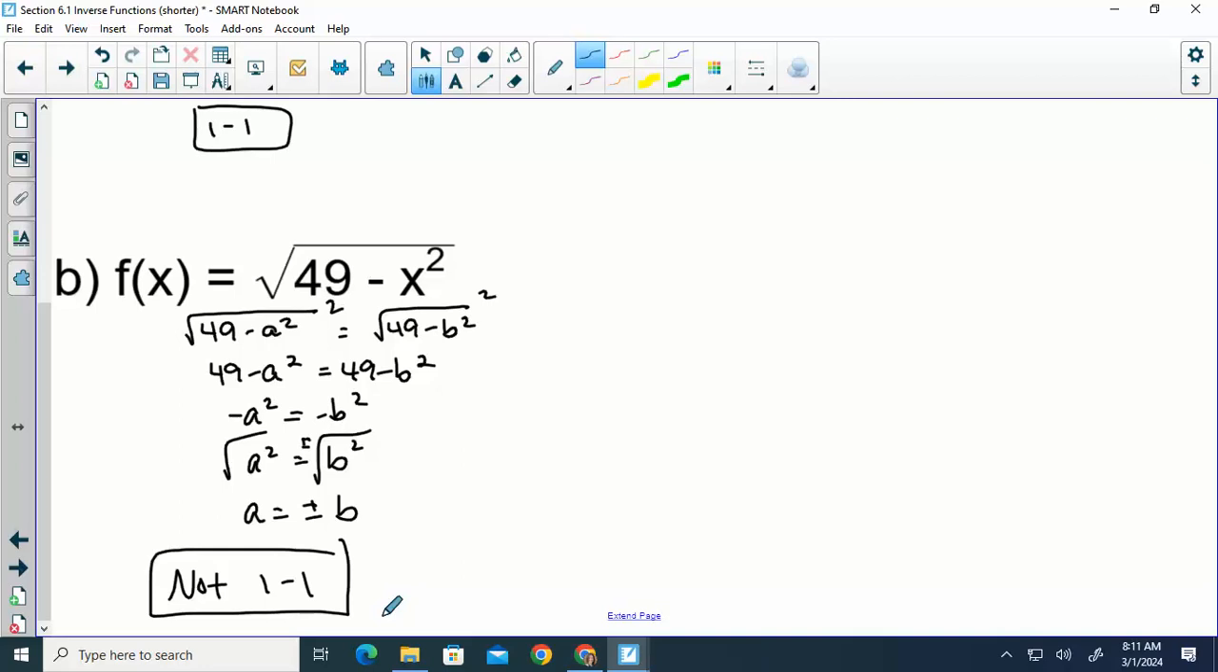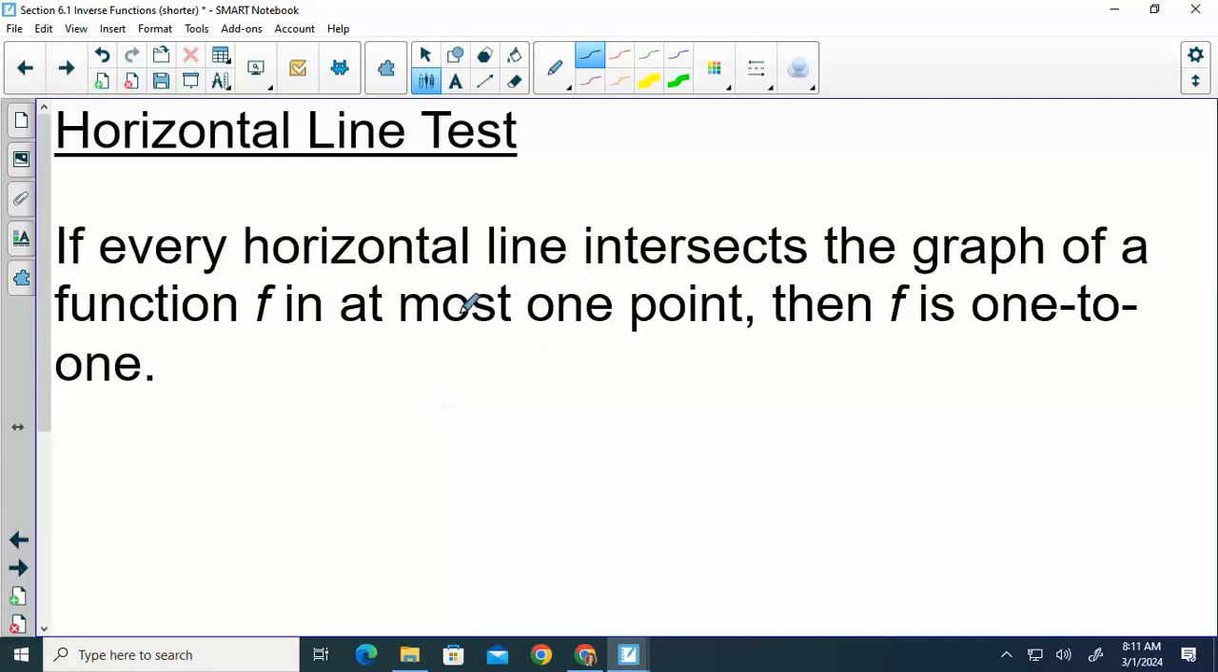Now, the algebraic approach, some people are fine with it, some people really dislike it. The other option we have is to look at a graph. When we're looking at a graph and trying to decide if something is a function, what do we do? Horizontal line test. Well, to check for a function, we do vertical line tests. So to check for 1 to 1, we do a horizontal line test. So if every horizontal line hits the graph in at most one point, then it is 1 to 1.